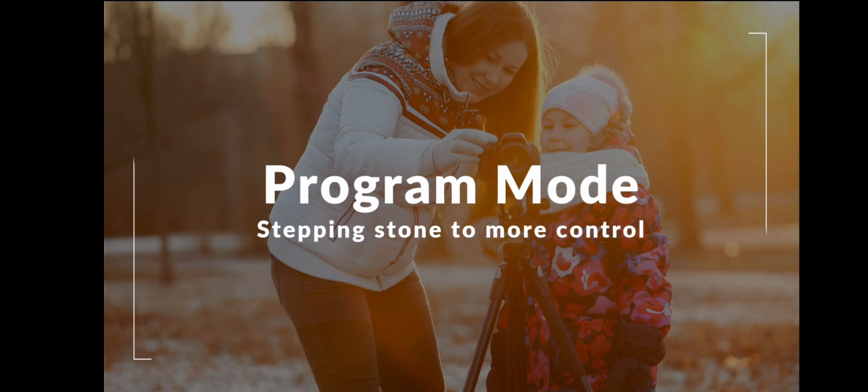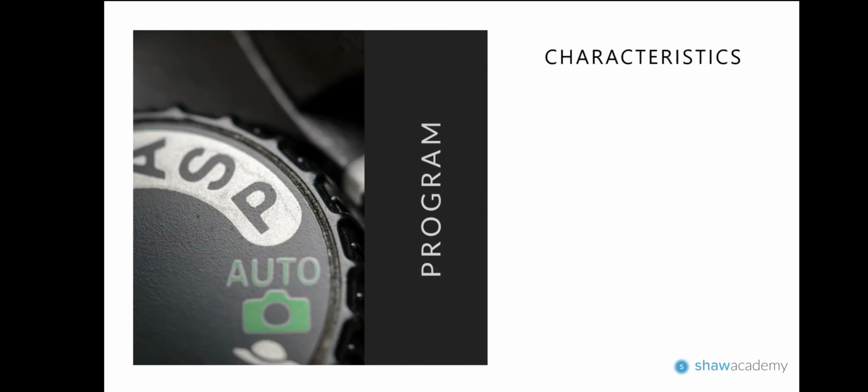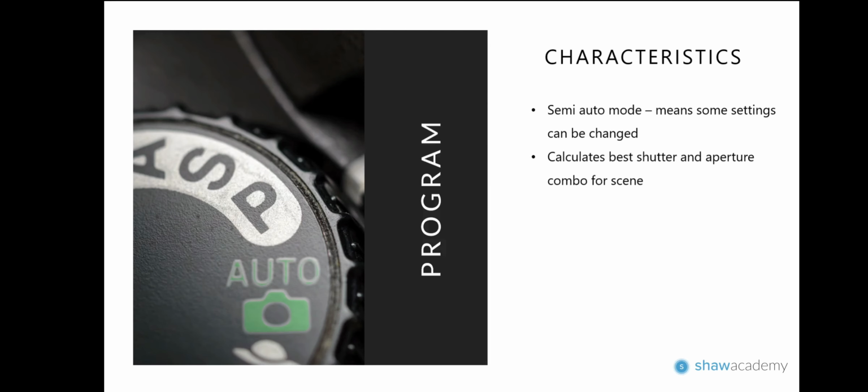And this is a stepping stone to more control. The way I would consider program mode, it's almost like the professional's automatic mode. Okay, so it's a semi-auto mode. This means that some settings can be changed. So we have a little bit of control when photographing in program mode. It calculates the best shutter and aperture combination for the scene, okay, but we can adjust one part of the exposure.